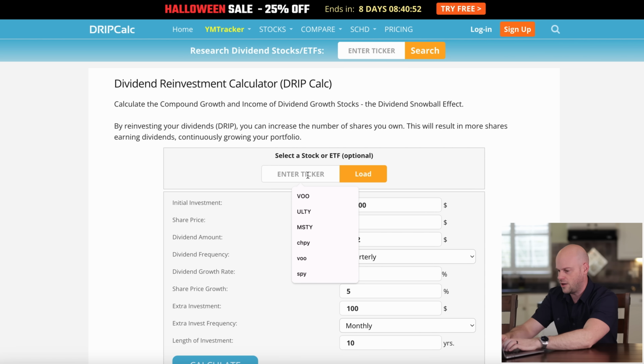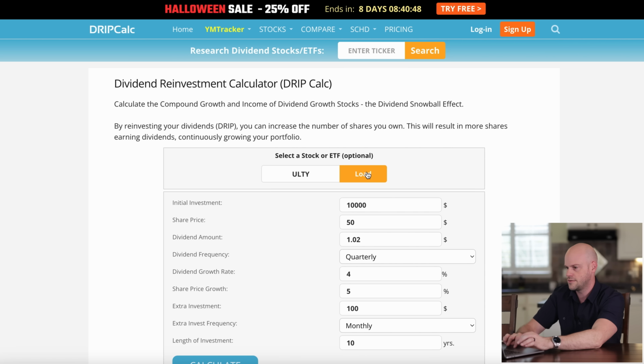All right, so I pulled up a website that I really like using called dripcalc.com, and I'll try to remember to put it in the notes down below. All you have to do is enter in the stock ticker. The problem with most stock investment calculators is that you have to input all your own numbers and do a lot of digging. This one, you enter the stock ticker and it pulls up all that information for you. So we're going to enter in ULTY.